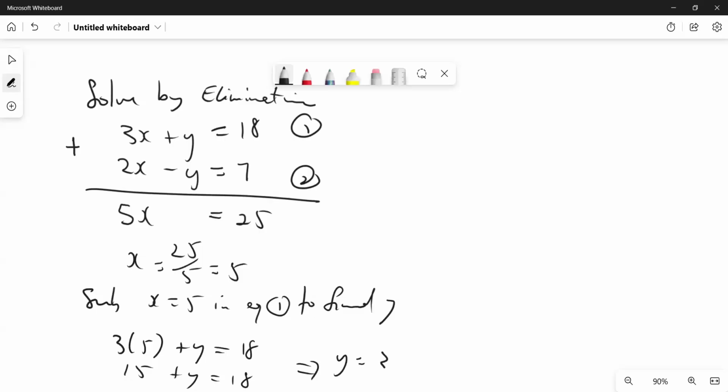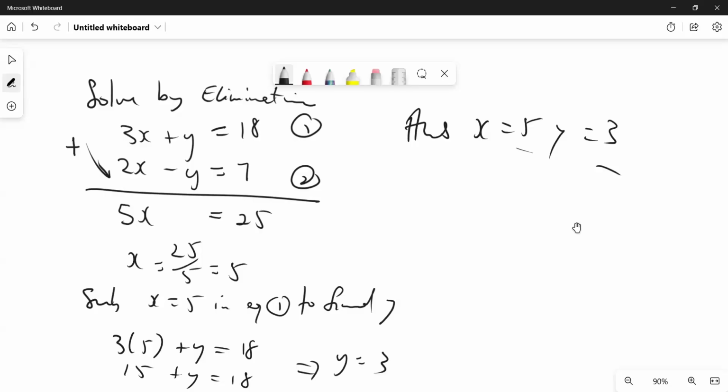We can see that y has to be 3 for 15 plus y to equal 18. So your answers: x equal 5, y equal 3. And you can put these numbers back into this one too and see that it works. 2 times 5 is 10, minus 3 will give you 7. Follow this one?